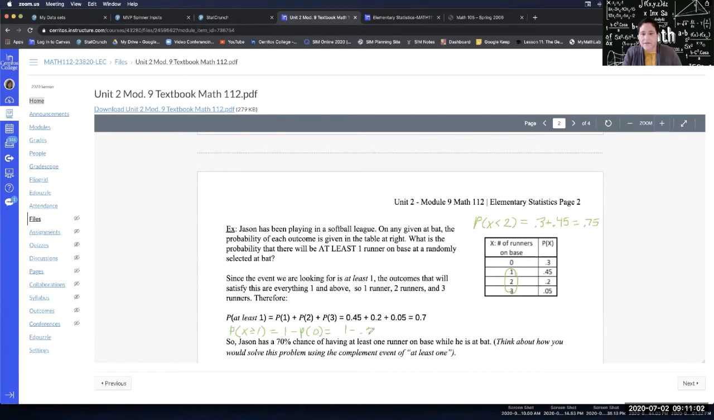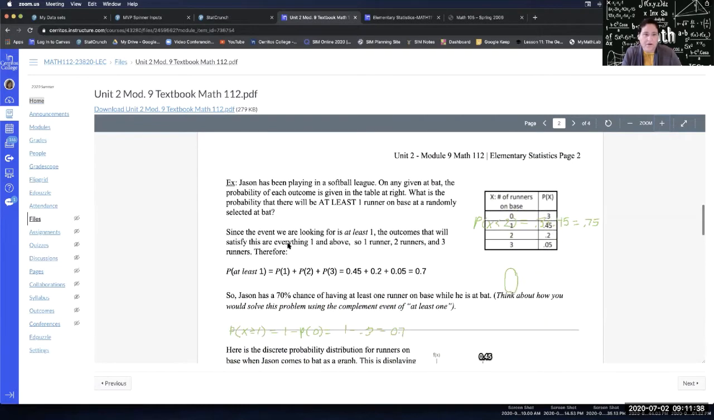So you can solve these things. It's a really wonky one, but you can solve these things either by using the complement, that's fine, or you can add every single event as well. So anyway, Jason has a 70% chance of having at least one runner on base, which means he could get an RBI. Then moving down here, I've got to clear all those drawings. That's right. Clear.